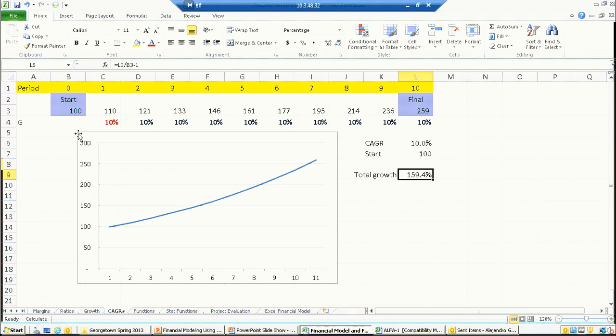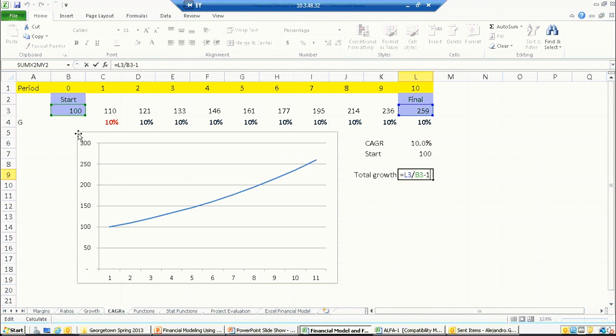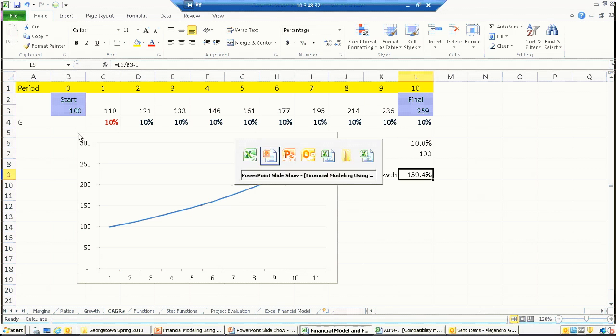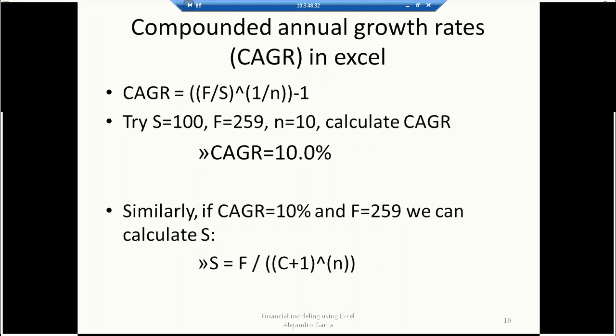And as I said, if you compare the two figures, the 259 compared with 100, it's clearly not 10% but 159% because of the compounding effect over time. And as I said, you can also move around the algebra and calculate starting or final point or the growth rate depending on which variable you have.